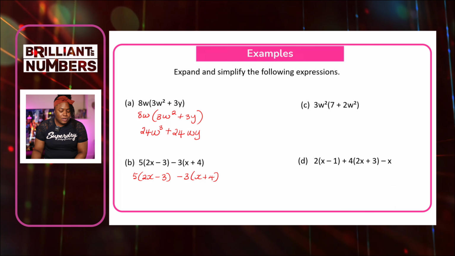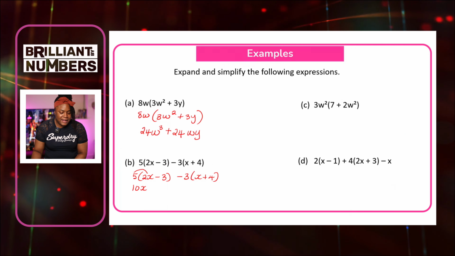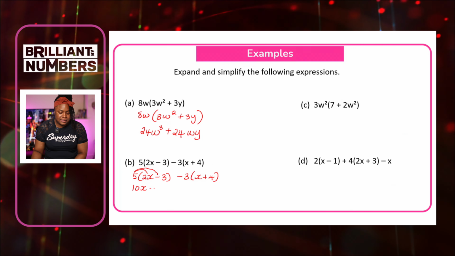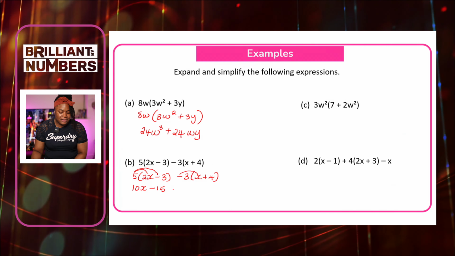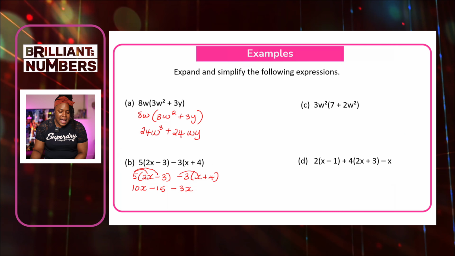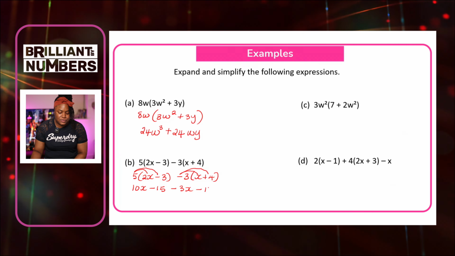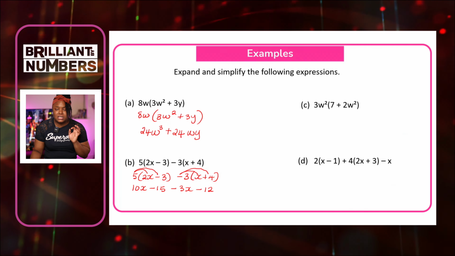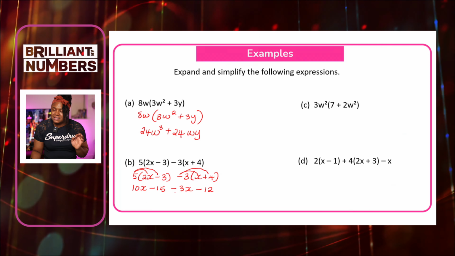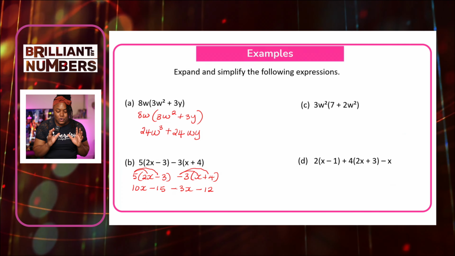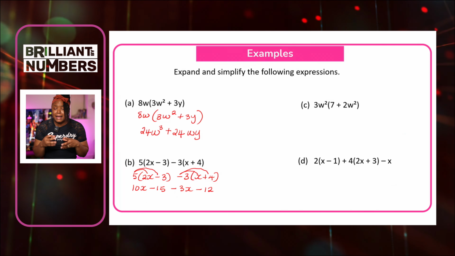So off we go. 5 times by 2x gives us 10x. And 5 times by minus 3 gives us minus 15. Then we go to the other bracket. Minus 3 times x gives us minus 3x. And minus 3 times positive 4 will give us minus 12. So very important to use our signs properly. Now that we've expanded them all and listed the terms, we can see here we've got 2 terms in x and also 2 constant terms. By that I mean the numbers.